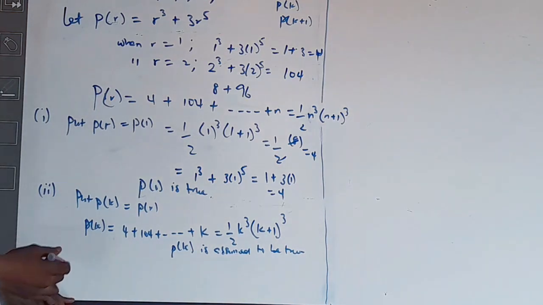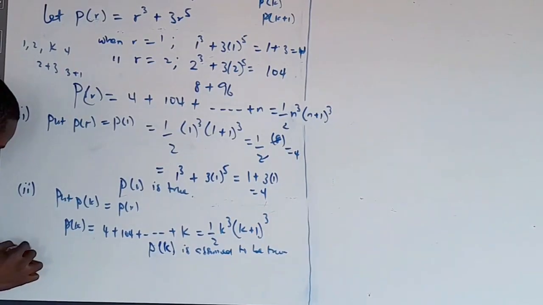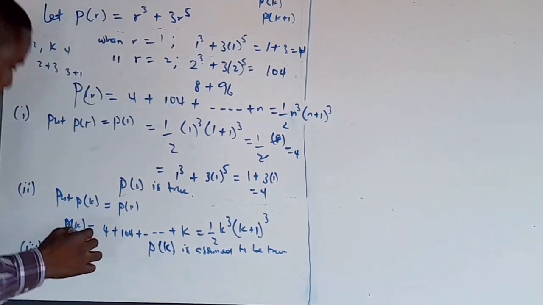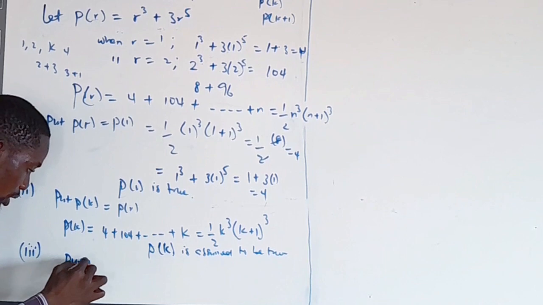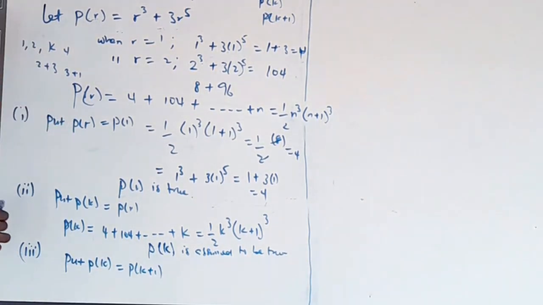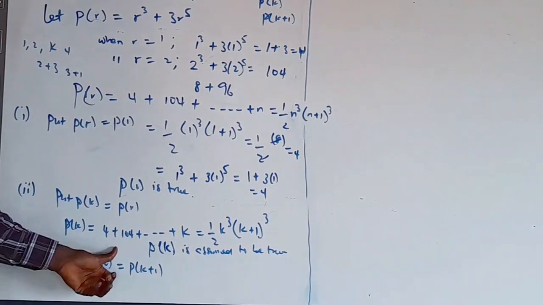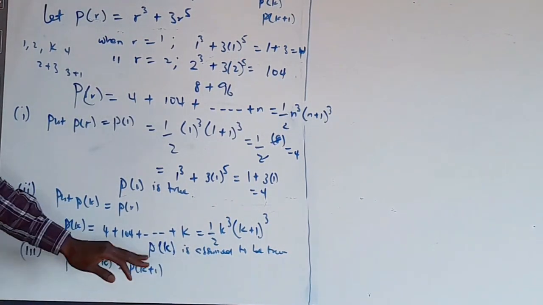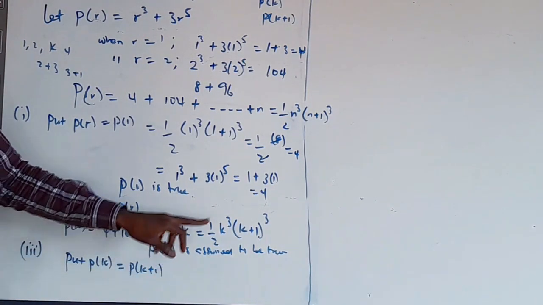Now, finally, my P of k plus 1. Okay, now, what to test for? P of k plus 1. So, put P of k to be equal to P of k plus 1. Now, remember in my MI class, for P of k plus 1, you have to write it to the series before adding k plus 1.